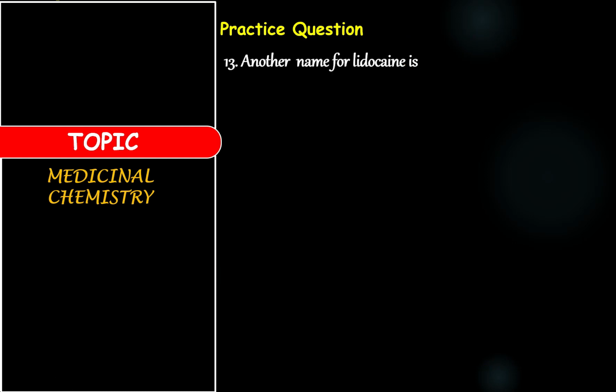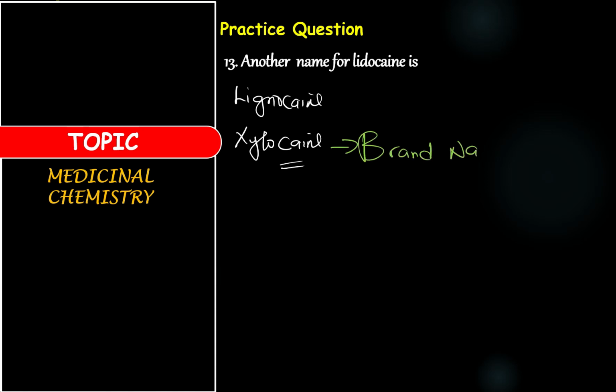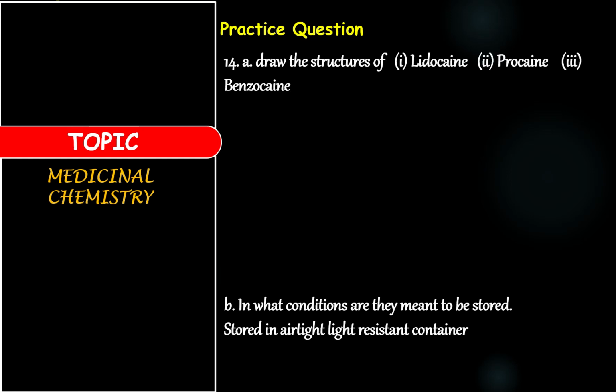Another name for lidocaine is lignocaine. Now, the brand name for lidocaine is Xylocaine. That's the brand name for lidocaine, so this one here is a brand name, and this one is the other name for lidocaine, lignocaine. Draw the structure of lidocaine, procaine, and benzocaine. Now you have these three structures.